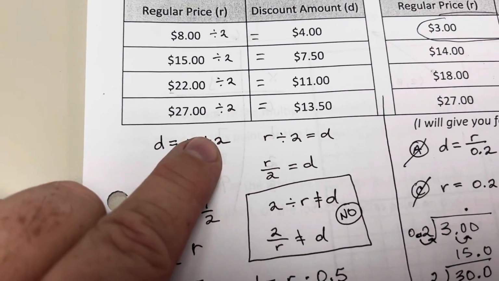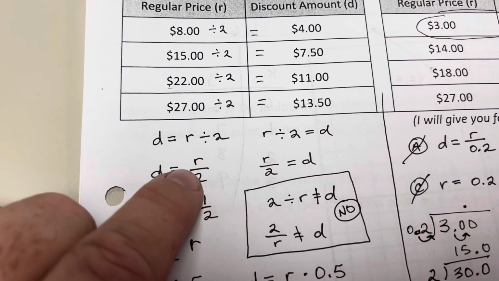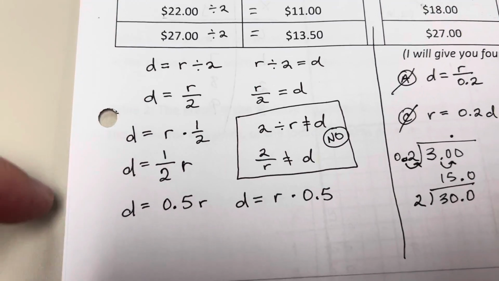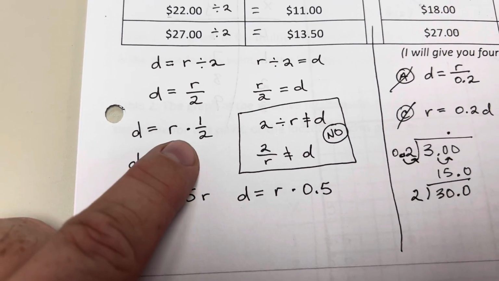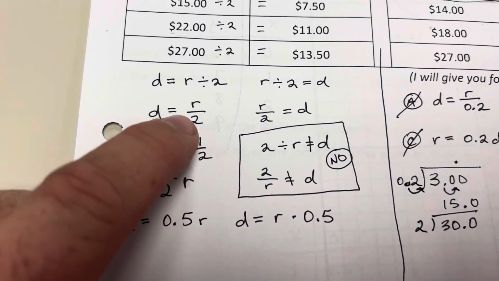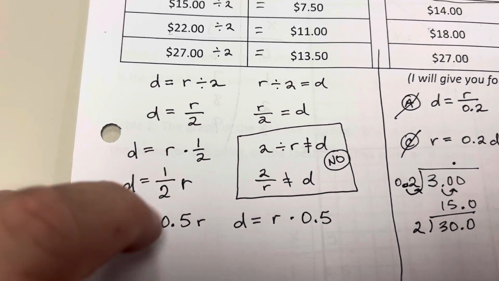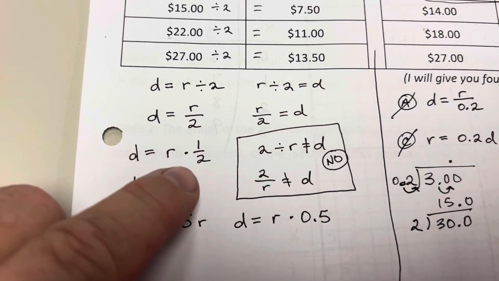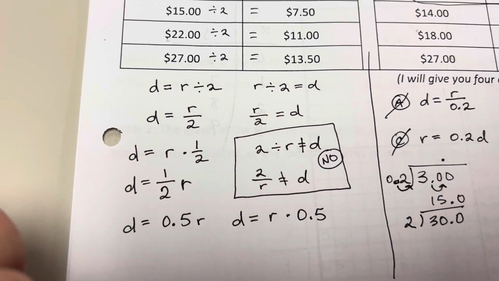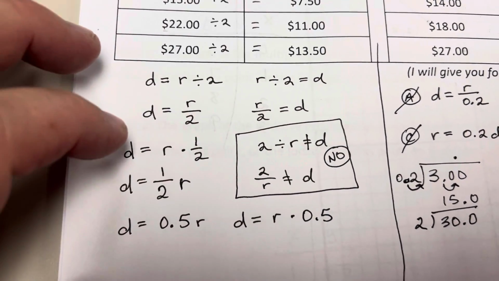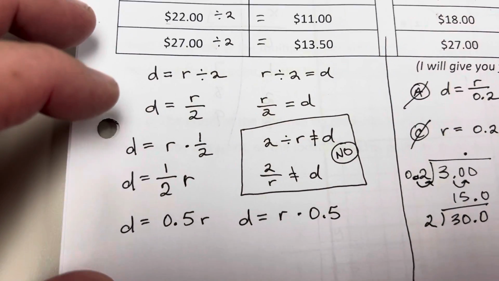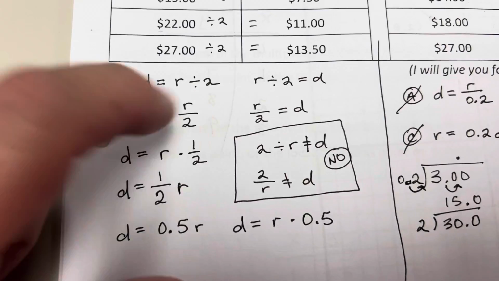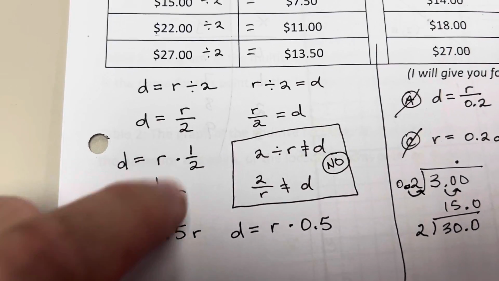You can also show division with a fraction. R over 2 is still dividing by 2, as you see there. But one thing that we have to remember is that multiplying by 1/2 is the same thing as dividing by 2. Dividing by a number is the same as multiplying by its reciprocal. Since 2 is equivalent to 2 over 1, the reciprocal of 2 over 1 is 1 over 2. So dividing by 2 is literally the same thing as multiplying by 1/2.